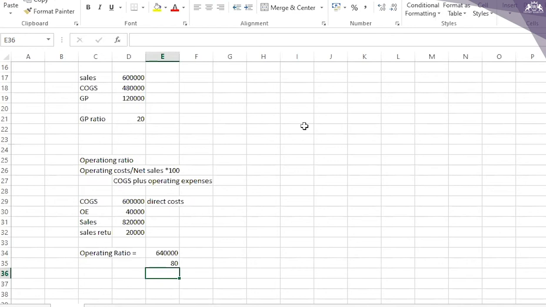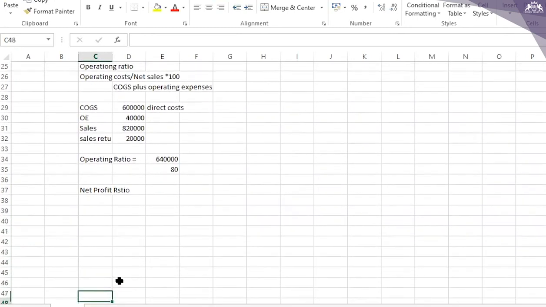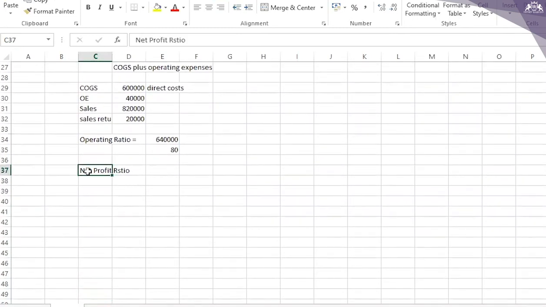Now, another important ratio, which is net profit ratio. What is net profit ratio? Net profit divided by net sales into 100.